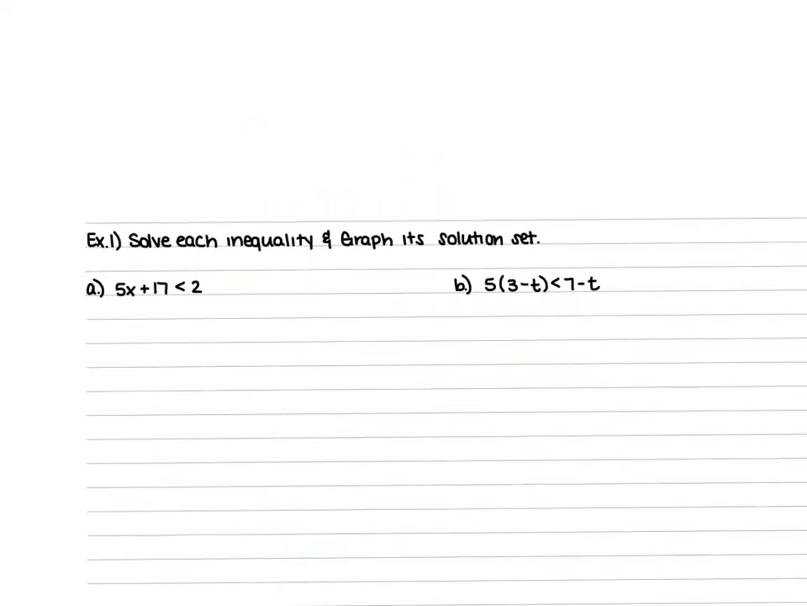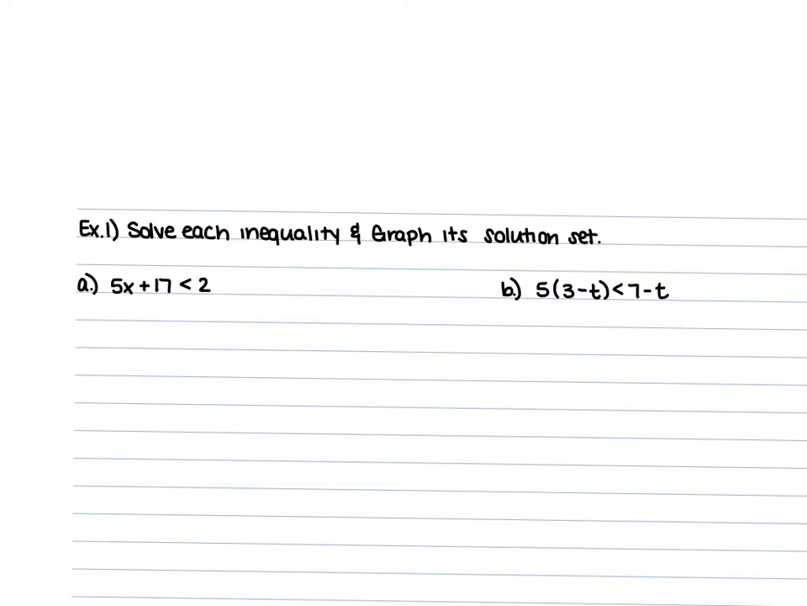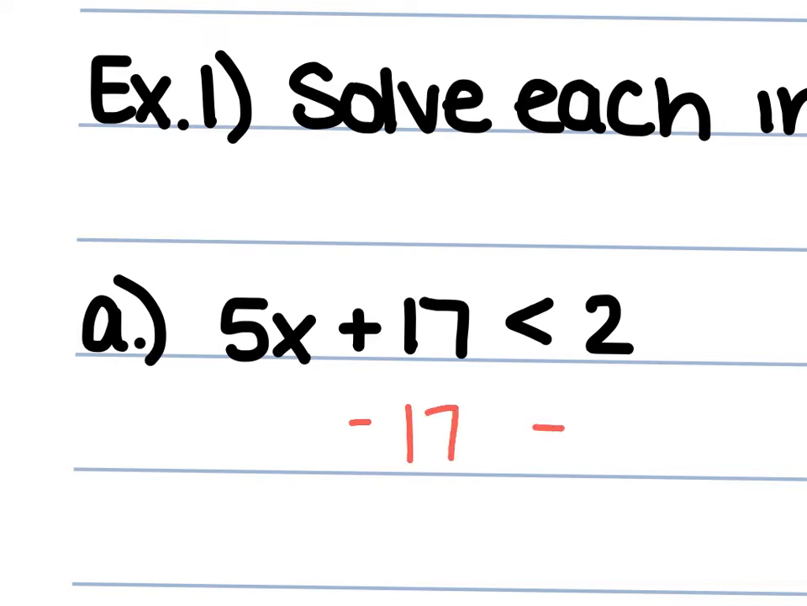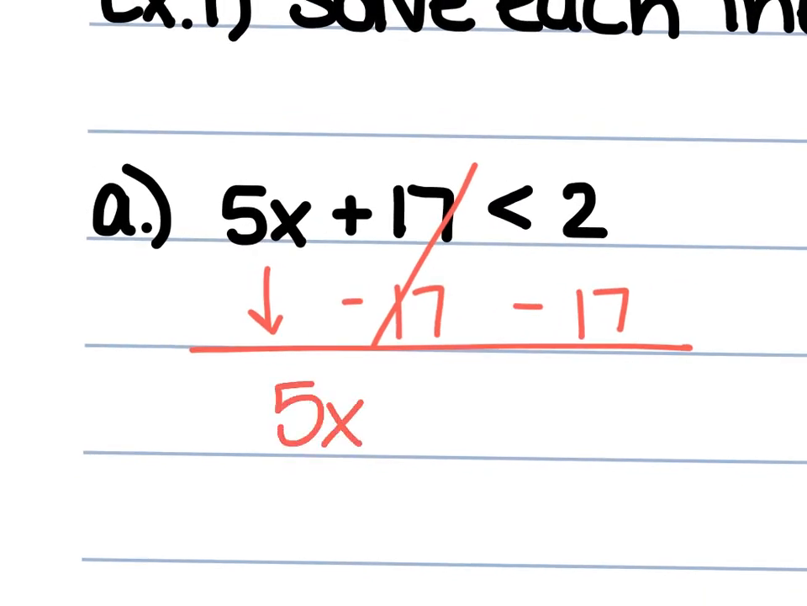If we look at example 1 for A, we have 5x plus 17 is less than 2. So we're solving this and graphing this. So if we want to undo addition or subtraction first, we're going to undo that plus 17. So we're going to subtract 17 from both sides. Those are going to cancel out. You didn't work with the 5x, so you're going to drop that down. So 5x, drop your inequality sign down, is less than 2 minus 17 is negative 15.